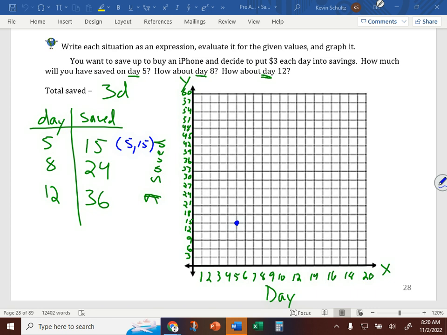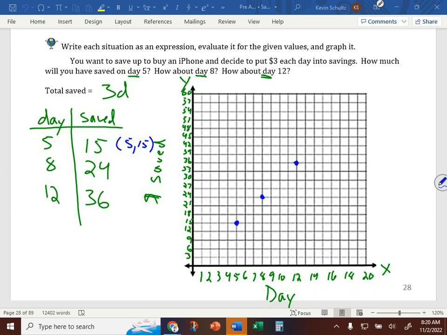If you've played Battleship before, plotting these points is very similar: you line them up and see where they intersect. On day 8, we've saved $24. So now we go over to 8 on our day axis, up to 24 on our money saved. And there we have it. And then (12, 36), a similar process. We go over to day 12 on our x-axis, up to 36 on our y-axis, and there's our point there.